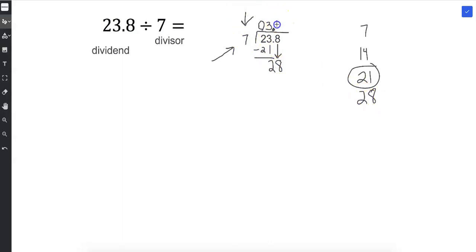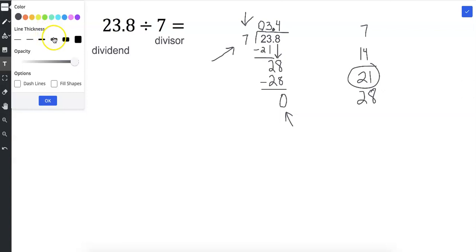So I put the number of times that 7 goes into 28 at the top, and then I multiply 7 times 4, and I get 28, and I put that below the 28, and I subtract it from the 28. 28 minus 28 is 0. Since we ended up at a remainder of 0, and there's no other numbers to bring down, we know that we are finished, and our final answer is 3.4.